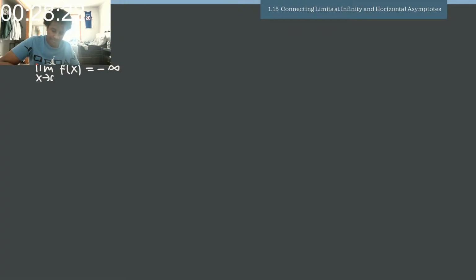But the point here is that those infinite values, the infinity or the negative infinity that you see, are over here on this side of the limit equation. So the limit is equal to some infinite value. In this case, when we have horizontal asymptotes, you see those infinite values show up in the value that x approaches.